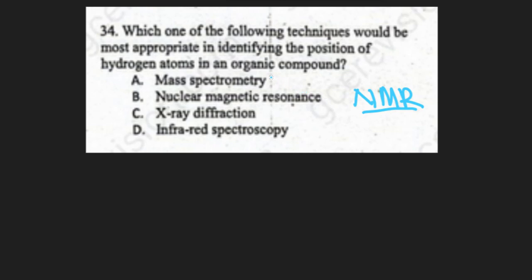For mass spectrometry, we talk about the determination of relative molecular mass of a particular compound. For X-ray diffraction, it tells us about the distance between layers of atoms in a crystal. For infrared spectroscopy, it is used to determine the presence of a functional group, if any, in a compound. So, for nuclear magnetic resonance, it is used to determine the immediate surrounding of the hydrogen atom and how hydrogen atoms are attached to the compound, making B our correct answer.